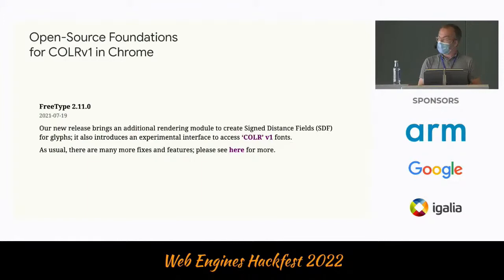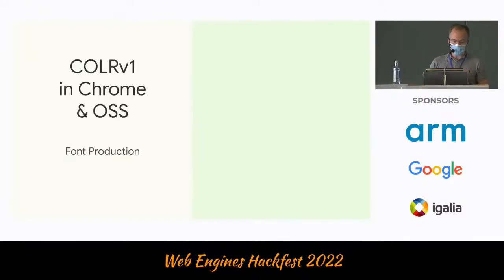And in FreeType, this was released in FreeType version 2.11, and in Skia, this was released in the version that matches Chrome 98. So this is the rasterization side of things.